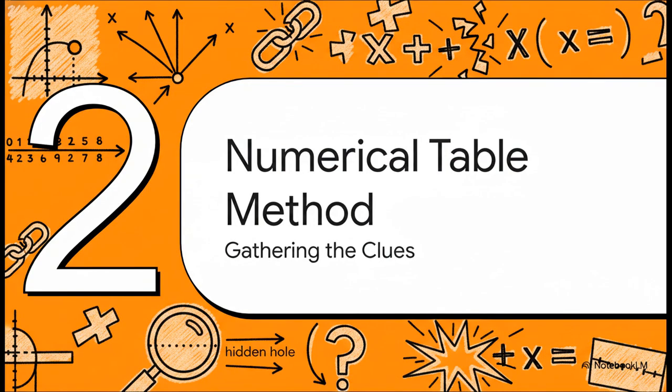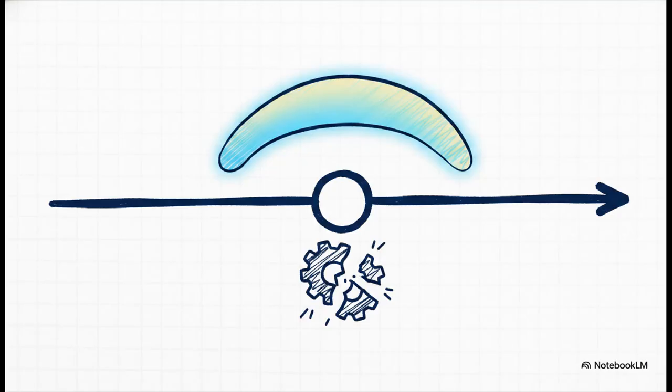Which brings us to Part 2, the numerical table method, gathering the clues. Now, let's investigate our first major suspect, a function with a hidden hole that totally breaks traditional algebra. Let's look at this specific function, x squared minus 1 all divided by x minus 1. Notice exactly what happens if we try to plug in the number 1 for x. The denominator becomes 1 minus 1, which is 0. Yep, we're dividing by 0. As anyone who's taken algebra knows, this is where math traditionally throws its hands up in the air.